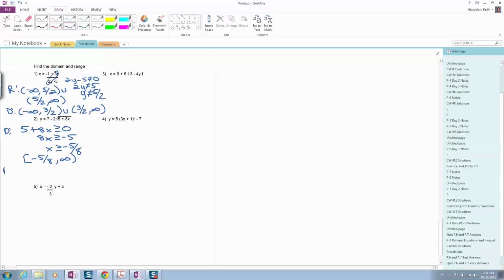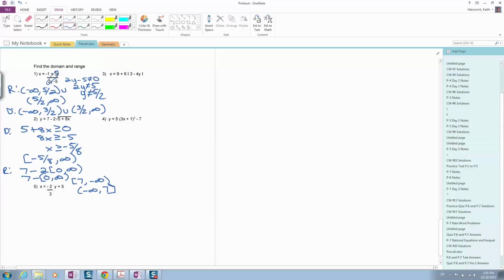Now for the range, this is where we'll replace the radical with greater than or equal to 0. 7 minus 0, comma, infinity, and so it becomes 7 to negative infinity, which means it's negative infinity to 7. So the domain in this case is greater than or equal to negative 5/8. The range is less than or equal to 7. So depending upon y equals or x equals, that's how you're going to attack it.